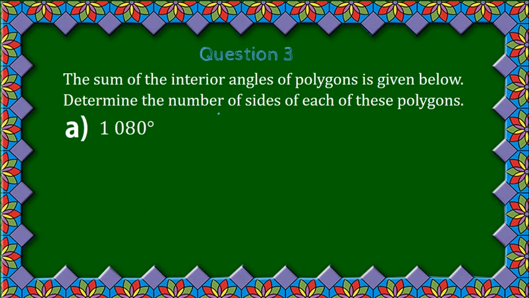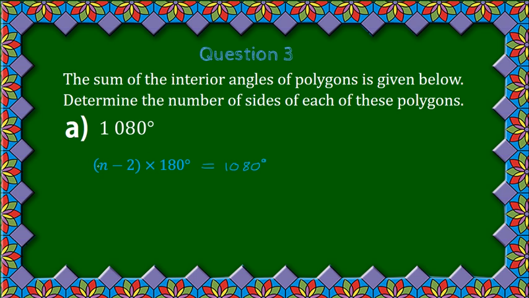Question 3. The sum of the interior angles of a polygon is given below. Determine the number of sides of each of the polygons. Right. So in this case, this is the sum of the interior angles. So that means that our sum of the interior angles is equal to 1080 degrees. So we need to find out how many sides it has. So we just equate these to each other, and then we solve for n.